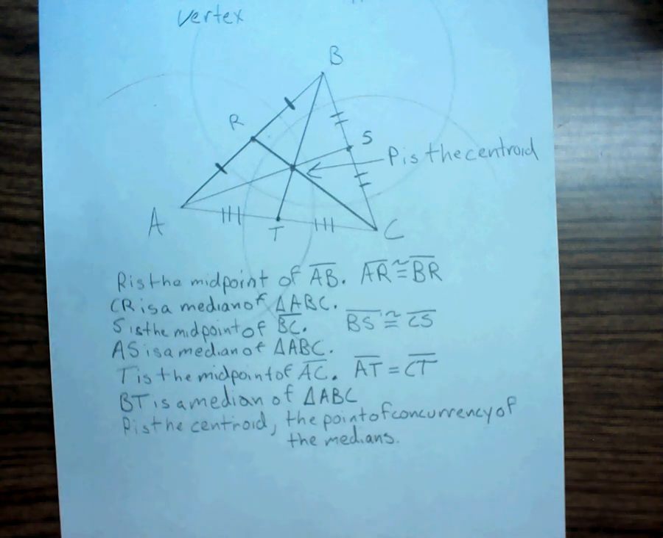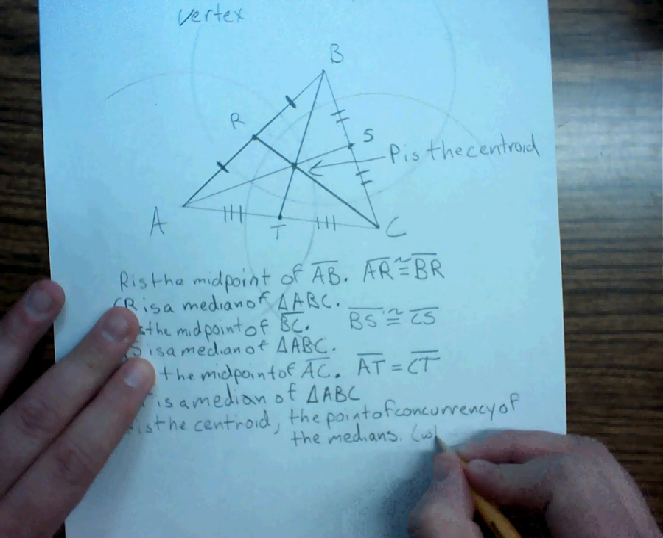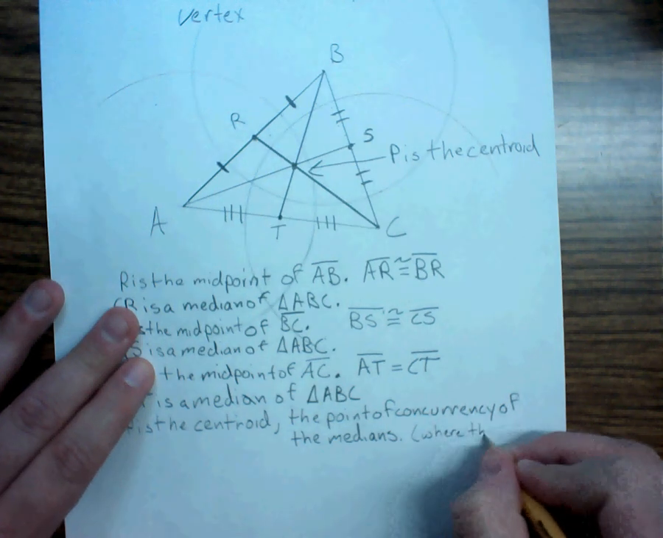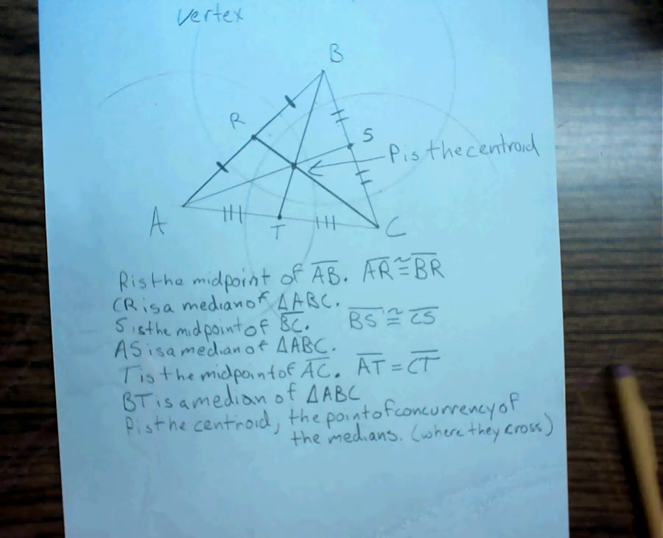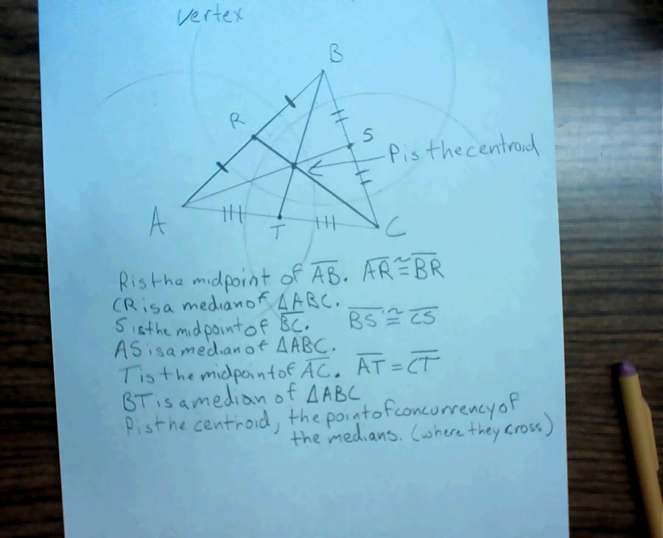I run into this a lot. They'll say, Mr. Adams, why do you use the fancy words? They make it difficult. No, math is difficult. I have to use the fancy words because that's what they put on the SAT. What do you guys think point of concurrency means? Where they all come together, where they meet. So let's put that down. Where they cross. Okay?